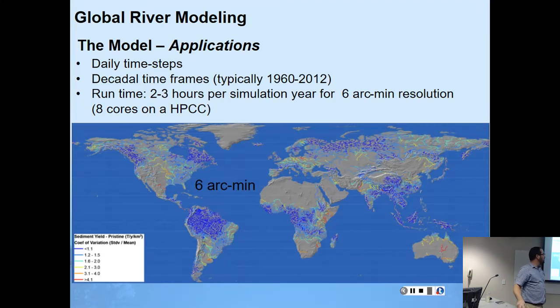Actually, this is not true anymore, that runtime. As I said, the model has undergone considerable modification to its framework, so now the runtime should be, if it works properly, and I'm still working on that, maybe even half an hour for 1 year of simulation at 6 arc-minute, which means that we can go into higher and higher resolutions. So we use 6 arc-minute. It's actually fairly high resolution for global modeling. 6 arc-minute is about 11 kilometers by 11 kilometers at the equator, so it's actually pretty high.